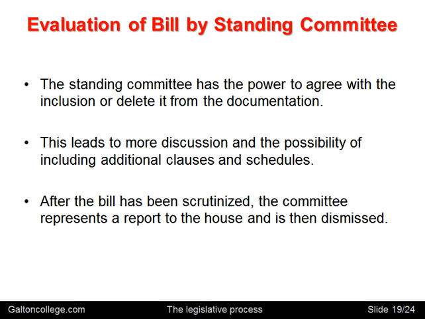After the bill has been scrutinised, the committee presents a report to the House, and then the committee is dismissed. That's the end of the job for the committee, so they're no longer required. But what they've done is they've gone through the bill in great detail. They've made perhaps recommendations to include certain points or to delete certain points, and then it goes back to the House of Commons.